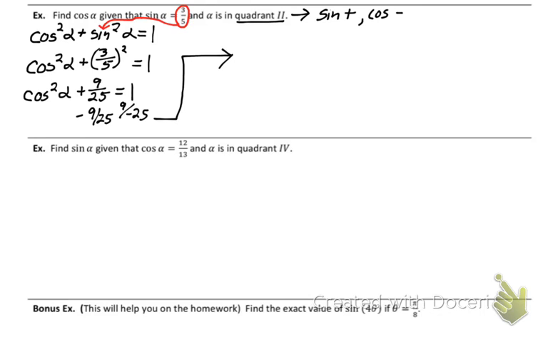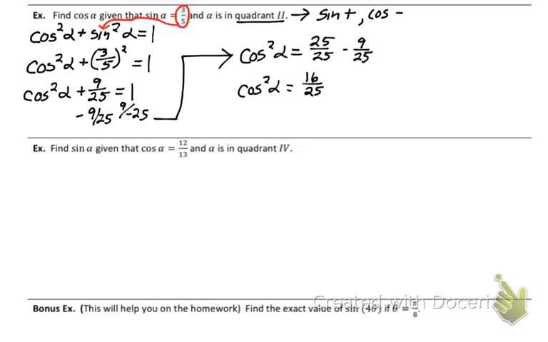So we're going to have cosine squared alpha is going to equal, I'm going to change the 1 to 25 over 25 so we have a common denominator. So we'll have 25 over 25 minus 9 over 25. So cosine squared alpha is just going to equal 25 minus 9 is going to be 16 over 25.